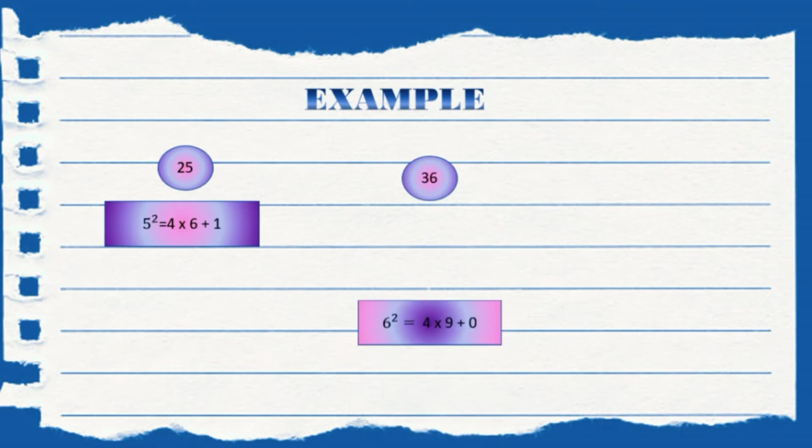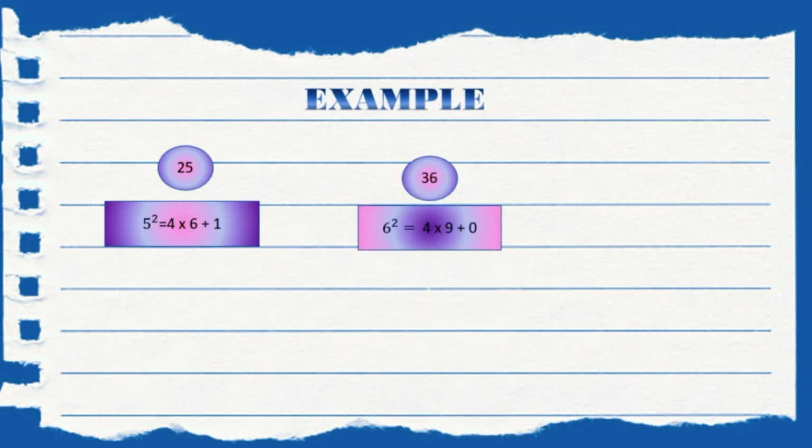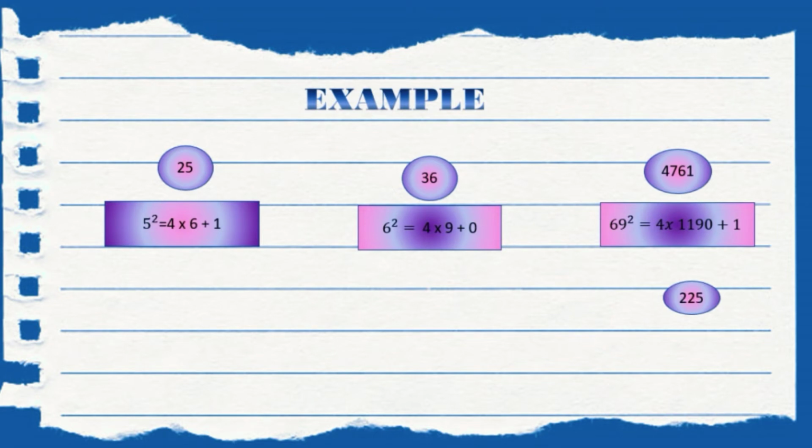36 also is a square number. Dividing 36 by 4, the result is 9, which leaves a remainder of 0. 4,761 is also a square number. I tried a bigger number in this case. When you divide 4,761 by 4, you get 1,190 and leave a remainder of 1.